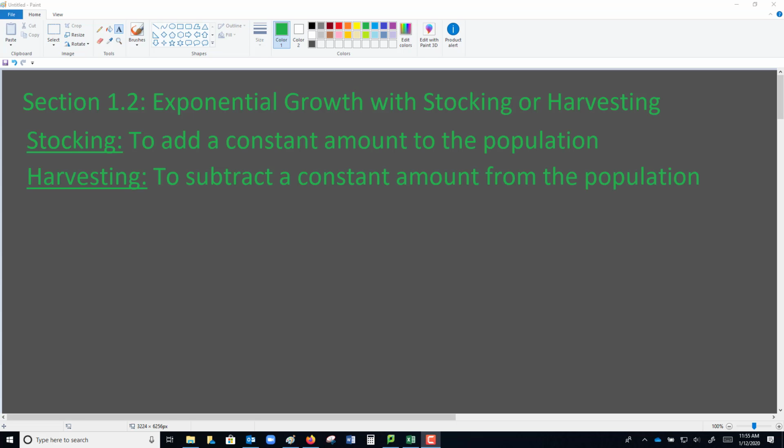Stocking and harvesting are basically the same thing, just with a different sign attached to it. Stocking is to add a constant amount, and harvesting is to subtract a constant amount. Notice these are not percentages. So let's just jump into it with this sandhill crane population example in the book.